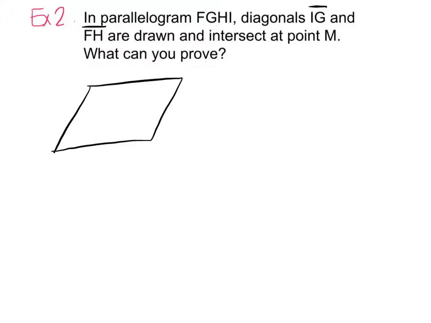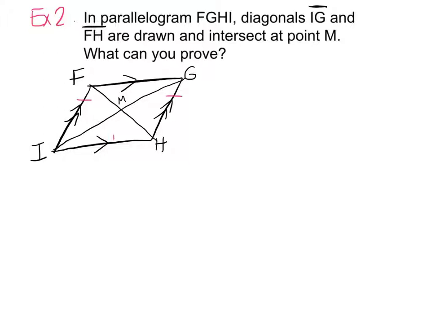The definition of parallelogram is that the opposite sides are parallel, so that's important. And it's parallelogram FGHI. It's got two diagonals, IG and FH, and they intersect at point M, and they want to know what can we prove. Now, some of the other properties we know about parallelograms are that opposite sides are congruent, and I also know that opposite angles are congruent. And I know that the diagonals bisect each other.